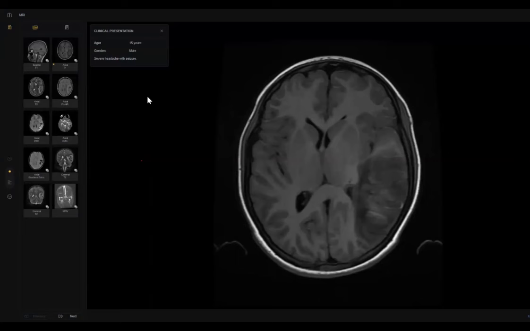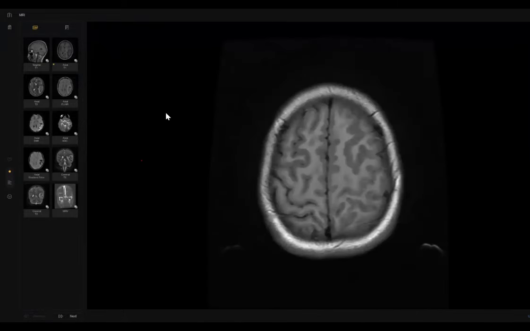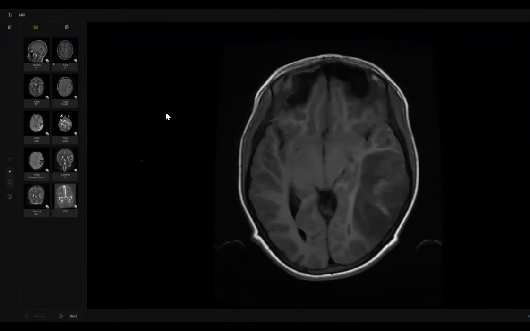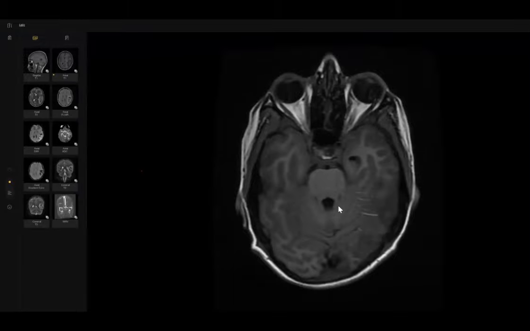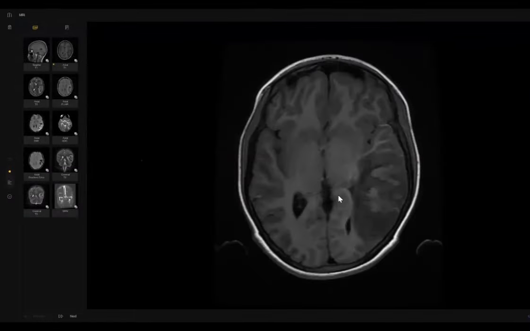Doctor, this patient, let's come again. A 15-year-old male patient presented with severe headache and seizures. Should I scroll, or should I request the images? Yes, I have requested. Go on.